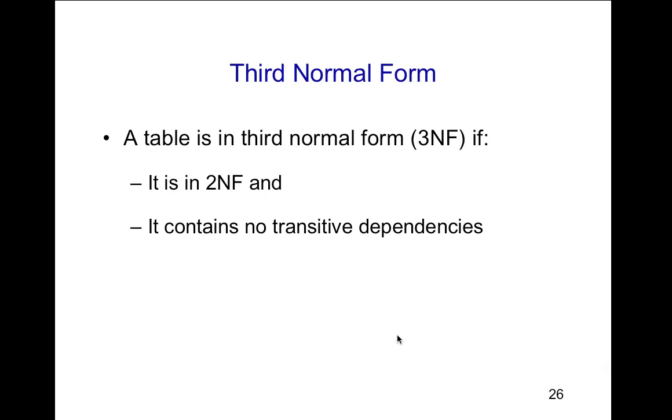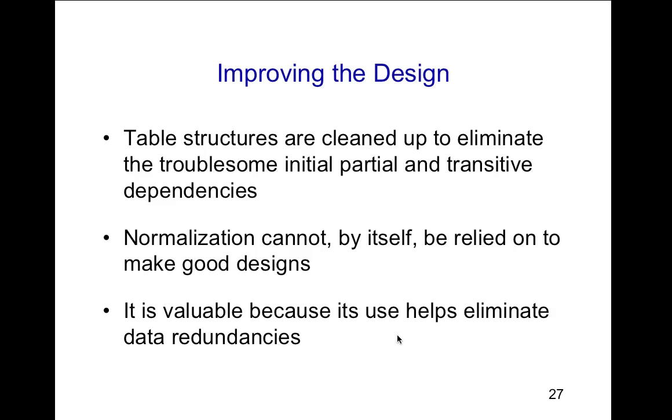So a table is in third normal form if it's in second normal form and it contains no transitive dependencies. Once we've gotten rid of those, now we're in third normal form. So we can improve it here. Table structures are cleaned up to eliminate the troublesome partial and transitive dependencies.